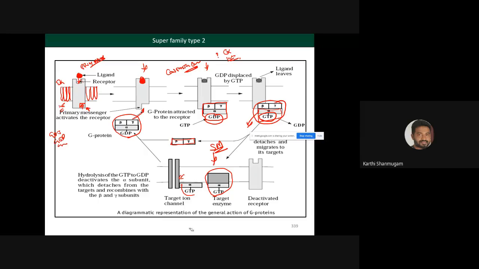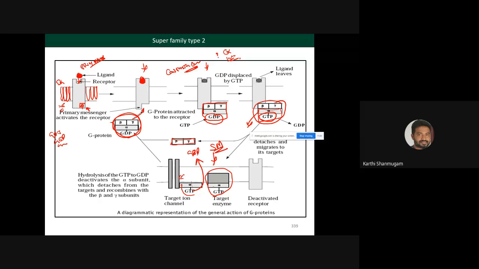Okay, so after executing its job, the alpha subunit with GTP, what will happen again? This GTP will be converted into GDP, and it goes and attaches to the beta and gamma subunit. So finally, this G protein will be recycled.